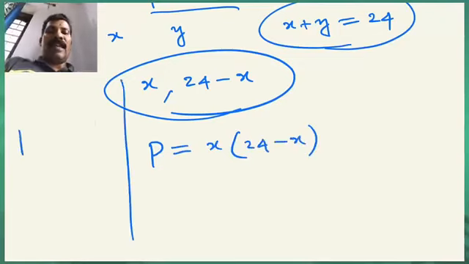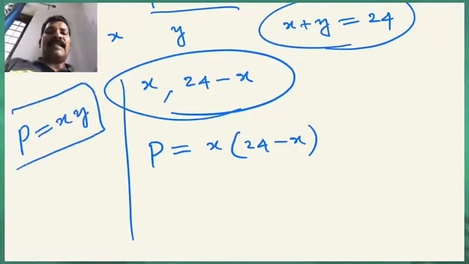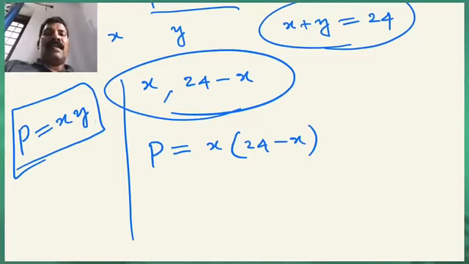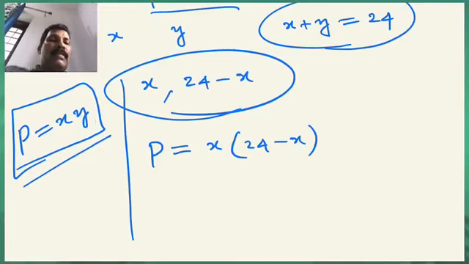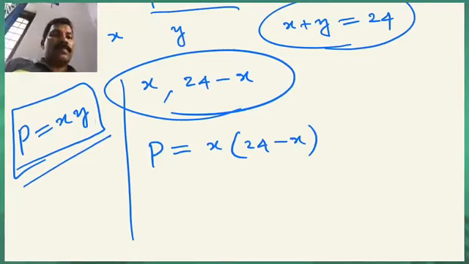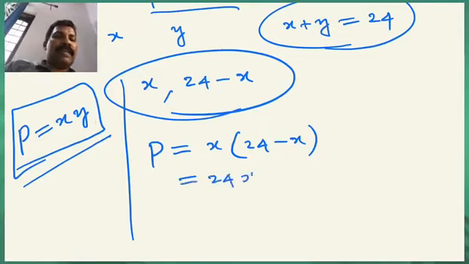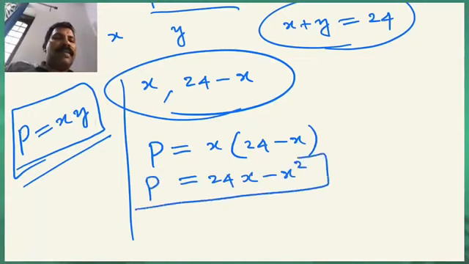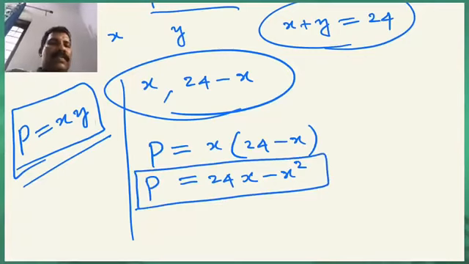Here perchance you may wonder why we didn't take the product as x into y. When the function has multiple variables, that is more than one variable, such cases of maximization and minimization we are not dealing with in plus 2 classes. So here P is equal to x into 24 minus x. We can simplify this expression as 24x minus x square. So this is our function P which is to be maximized.